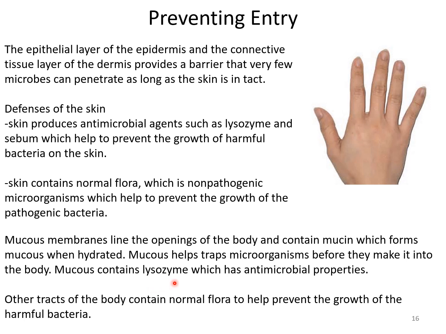So mucus helps to trap microorganisms before they make it further into the body. It also contains lysozyme, which helps to kill any bacteria that's present there. And then other tracts of our body contain normal flora as well. So your GI tract has normal, healthy gut bacteria that helps to prevent the overgrowth of harmful bacteria. So these are all different ways that we help to prevent the entry of harmful things into our body.